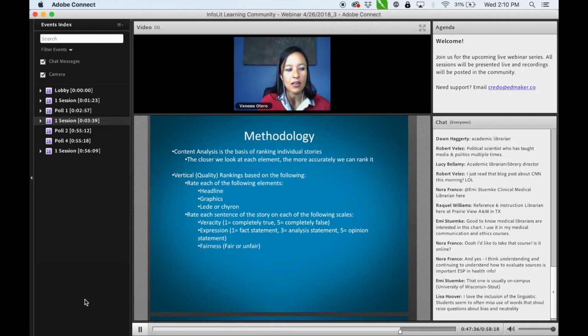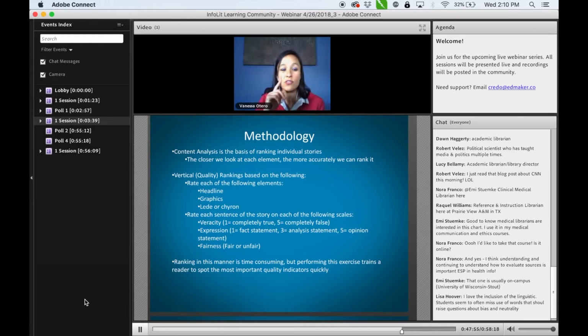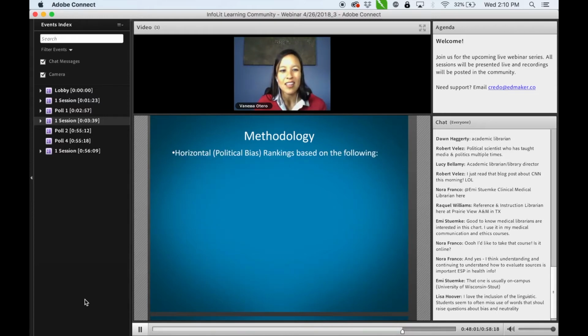Another thing that is kind of a judgment call is fairness or unfairness. Certain things can be fair or unfair, like untimeliness or irrelevance to a particular story, even if they are true and completely factual. So ranking in this manner is time-consuming, but performing this exercise trains the reader to spot the most important quality indicators quickly, and quick rankings are possible. So that's what I'm doing.